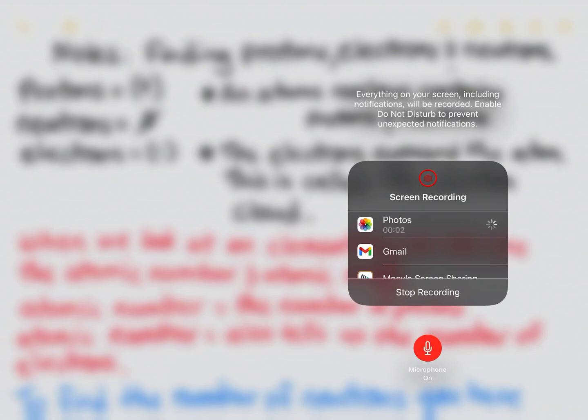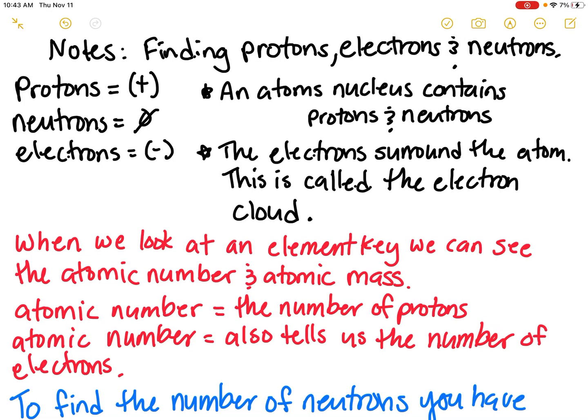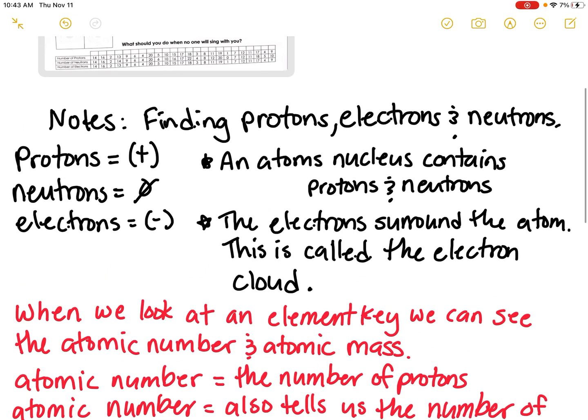Okay, in today's lesson, we're looking at finding the number of protons, neutrons, and electrons. We already know that protons have a positive charge, neutrons have no charge, and electrons have a negative charge. An atom's nucleus, remember, contains protons and neutrons. Protons have a positive charge, and neutrons have no charge.